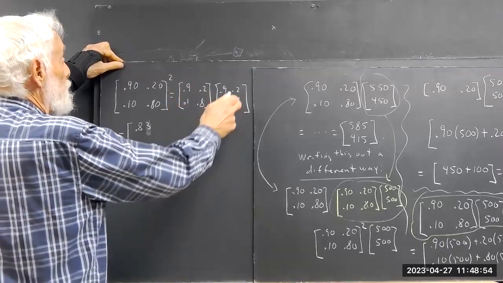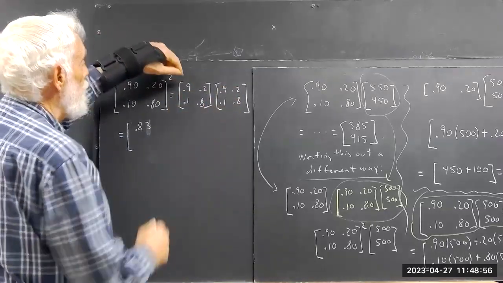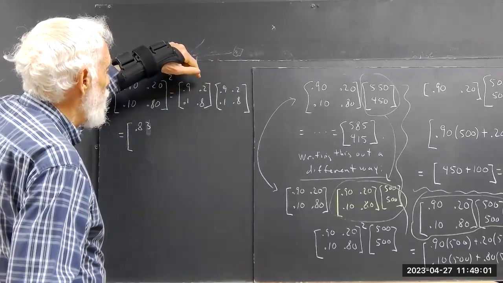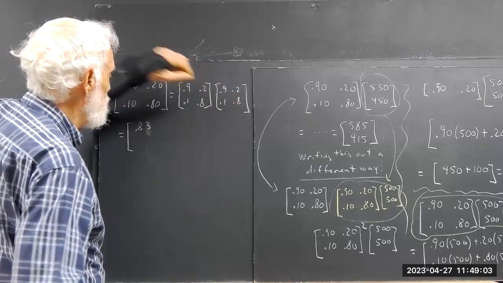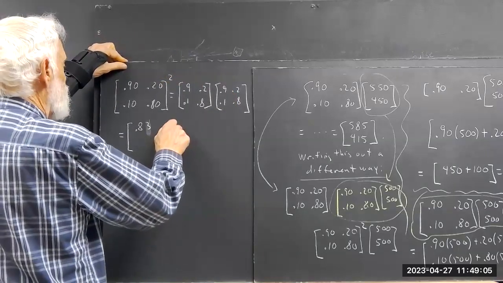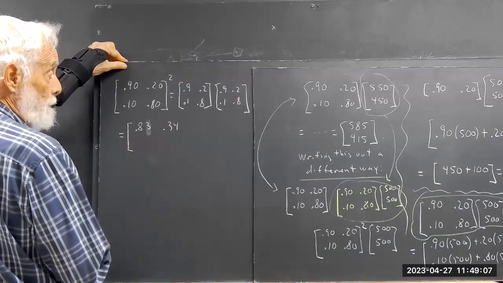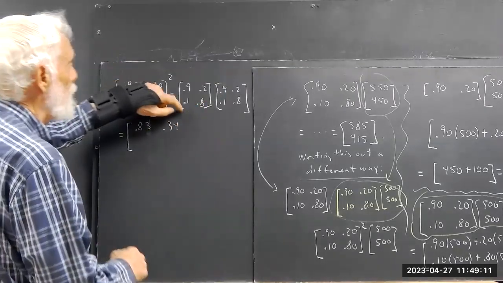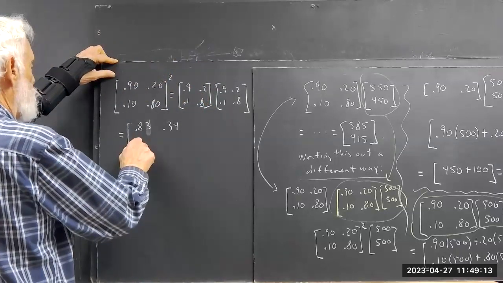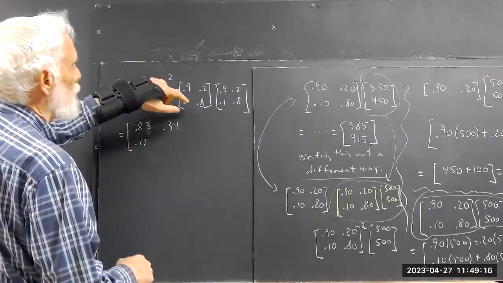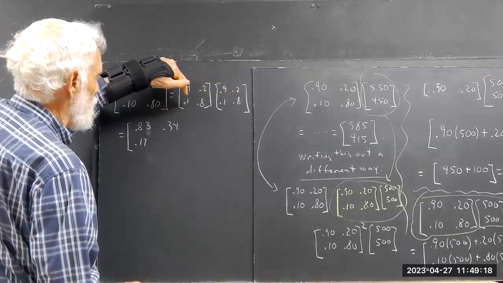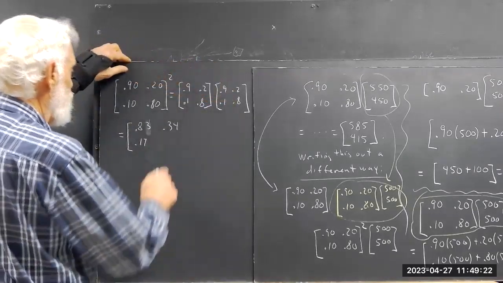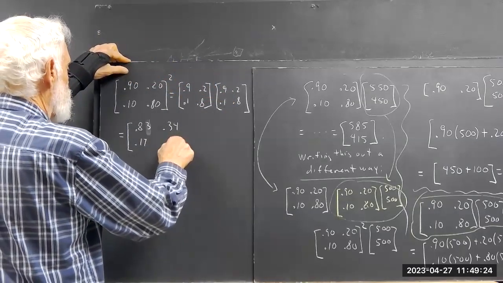Okay. Then 0.9 times 0.2 plus 0.2 times 0.8. 0.9 times 0.2 is 0.18. 0.2 times 0.8 is 0.16. That adds up to 0.34. Okay, then multiplying the second row by the first column, we get 0.09 and 0.08, which is 0.17. And second row by second column, it's 0.02 and 0.64, which is 0.66.